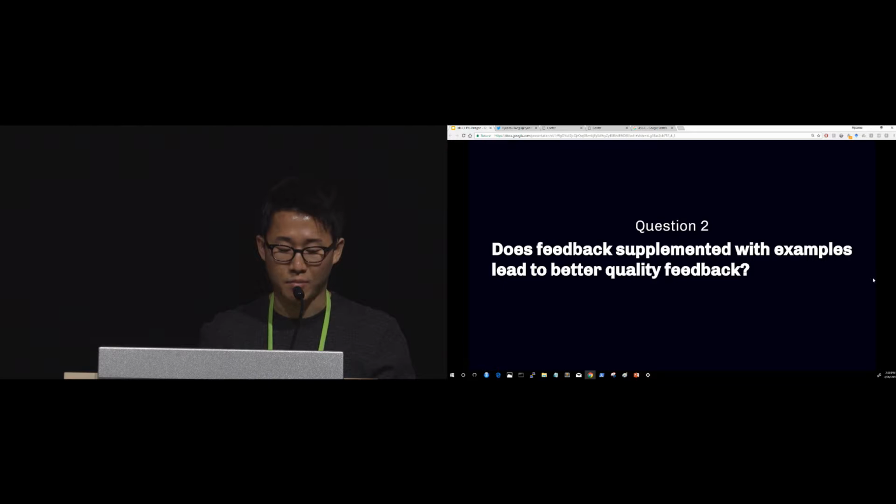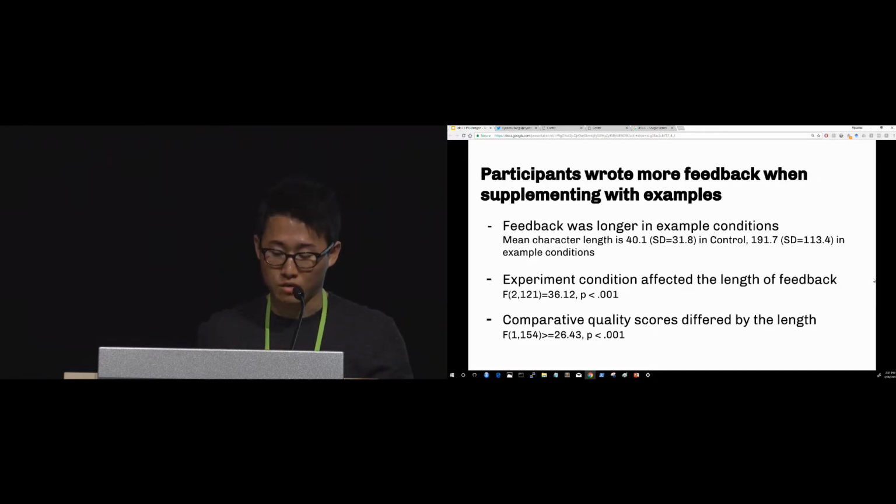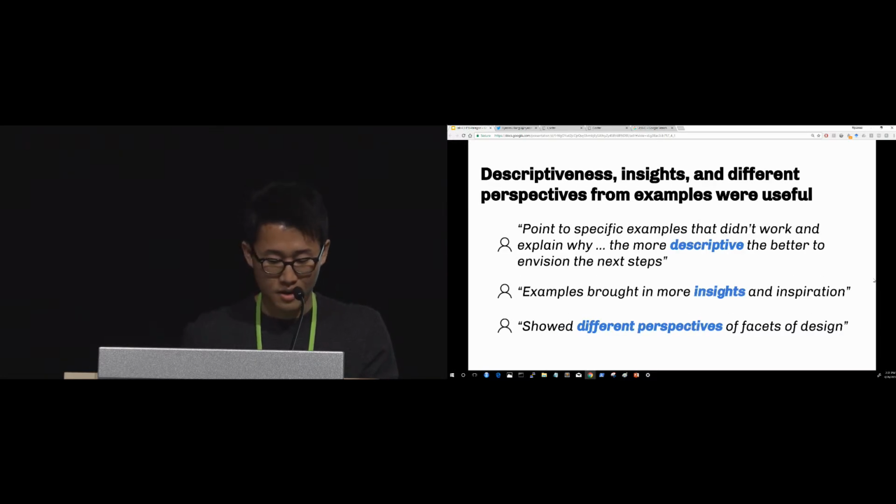So did feedback supplemented with examples lead to better quality this time? The result shows that feedback supplemented with examples was better in all 3 dimensions of quality, twice or more as often compared to feedback without examples. Feedback providers wrote longer feedback when supplementing with examples too, and prior work by Krause et al. found that the length of feedback is positively correlated with perceived quality assessments, which we could also observe in our study. The expert designers thought that the higher quality of feedback when supplemented with examples came from the enhanced descriptiveness, insights, and the different perspectives that examples bring in.